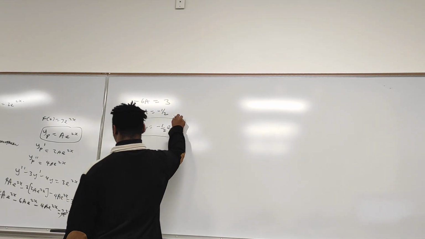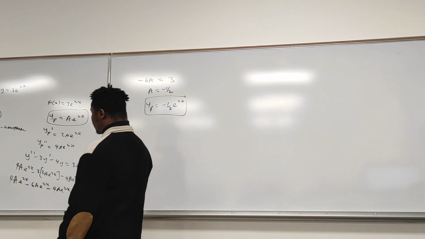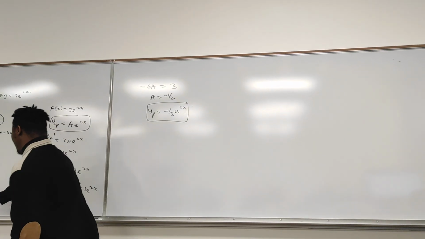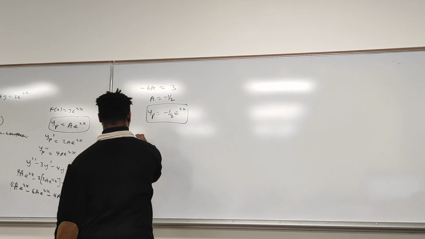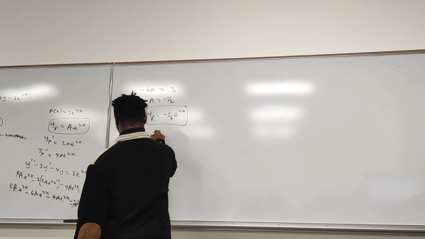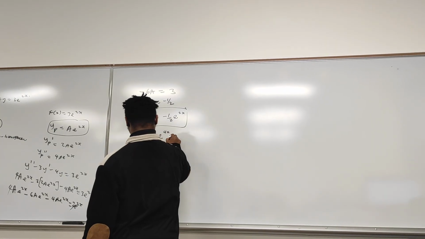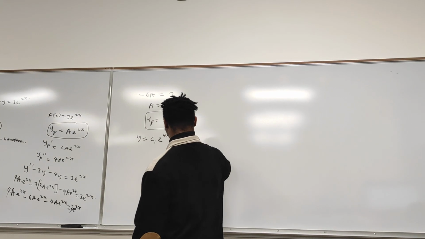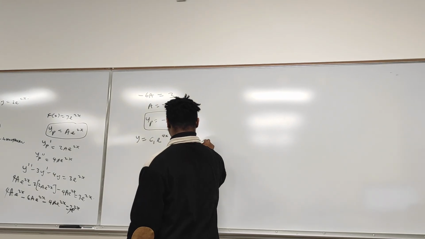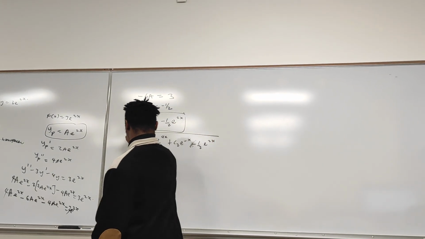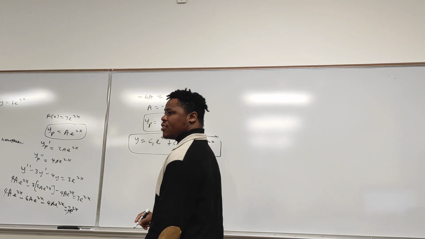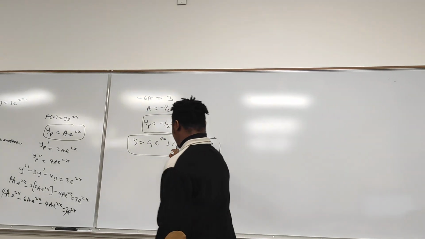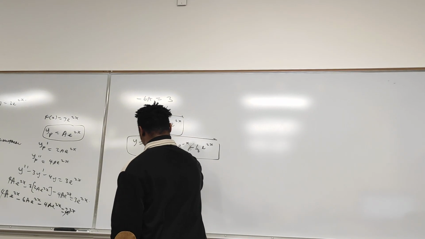This is our yp. So remember now our solution is yh, homogeneous, plus yp. So we find our yh, and we just need to add yp. Our solution becomes c1 exponential 4x plus c2 exponential minus x, plus this yp here, which is negative 1 over 2 e to the 2x. This is called the method of undetermined coefficients.